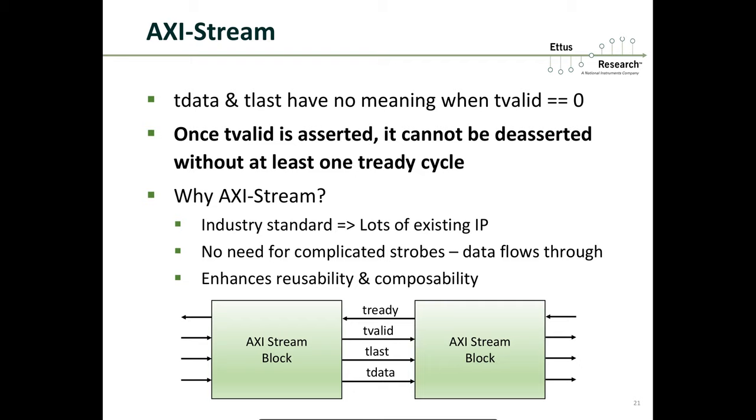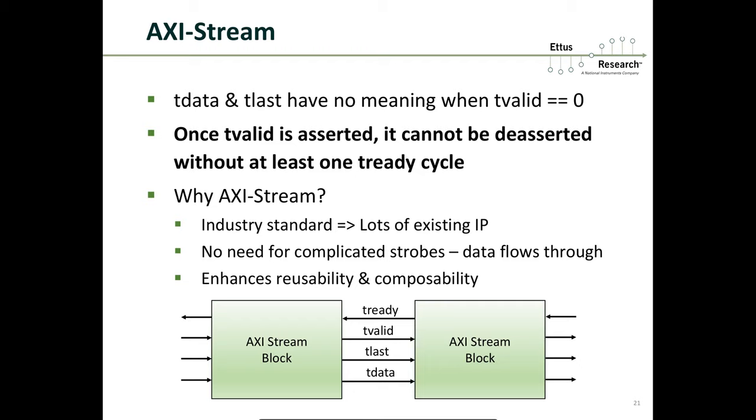And another point to bring up is that T-valid cannot wait on T-ready to assert, as this can cause deadlocks. Or to look at it another way, your block can't just wait for the incoming T-ready to assert before it decides to present its own data. The problem is that if your block is waiting for T-ready and the downstream block is waiting for T-valid to assert, neither will assert their signals, and you end up in a deadlock situation. That's why the standard says that you need to assert T-valid as soon as valid data is ready to be output, and do not wait for the downstream T-ready.